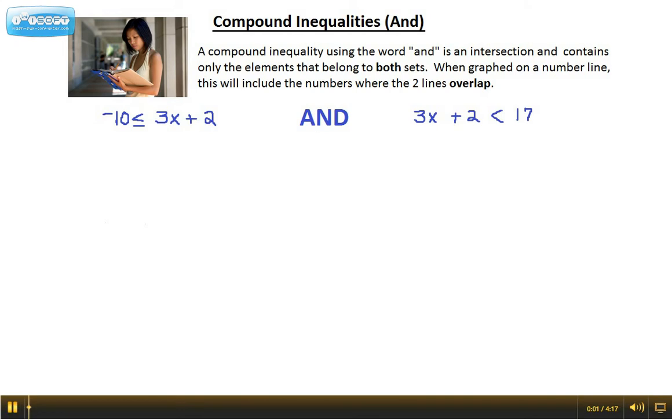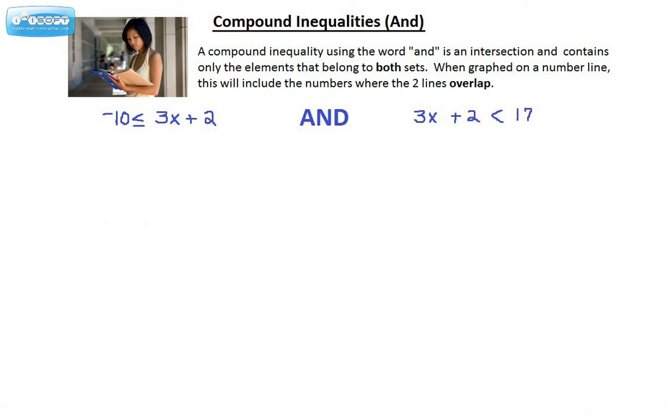This is an example of a compound inequality using the word and. When the word and is used, this is an intersection, and it contains only the elements that belong to both sets. When graphed on a number line, this will include the numbers where the two lines overlap.